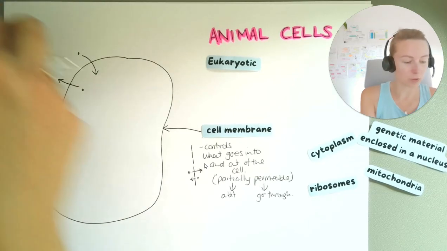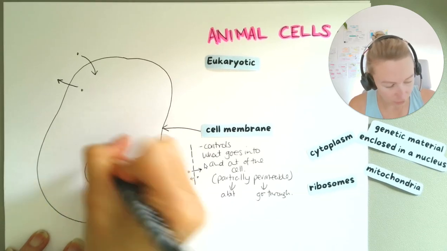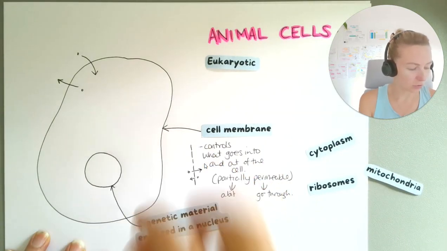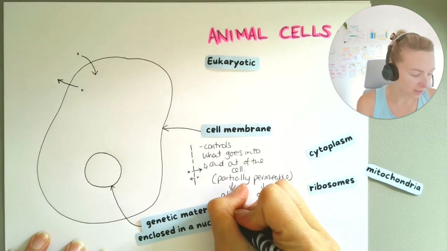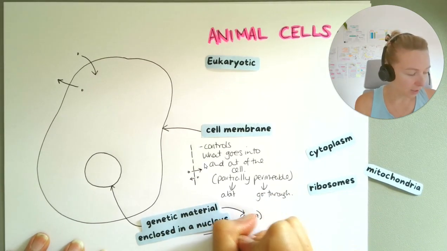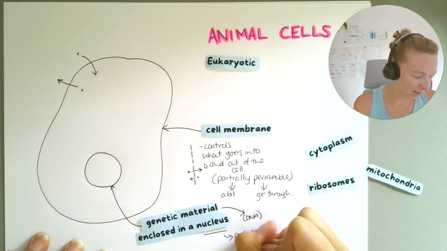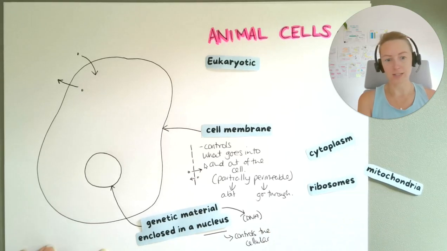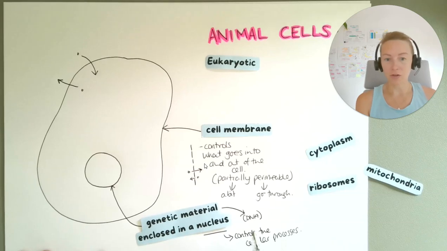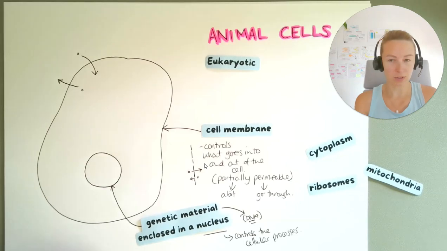Okay, so this also had this big purple bit here. So this is what makes it eukaryotic. This is the nucleus. And inside the nucleus is the genetic material, so the DNA. And what that means is that the nucleus is going to control what goes on in the cell. So we're going to posh that up a bit by calling it the cellular processes. So this is going to control the cellular processes, and the nucleus contains this DNA, this genetic material.